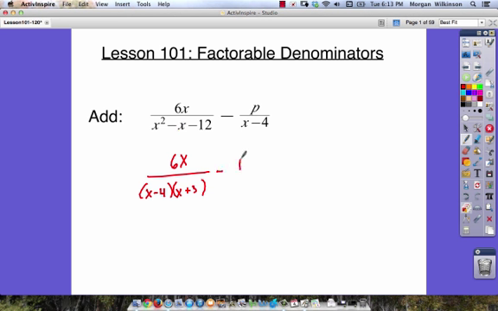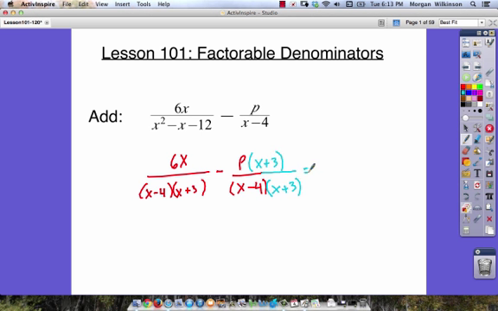Now we have minus p over x minus 4. Let's put a set of parentheses around the x minus 4, because that helps us to see that our denominators are not the same. We're adding a negative, so in order to do this, let's multiply both the numerator and denominator of our second term by x plus 3, so we have the same denominator all the way through. We're going to multiply times x plus 3.